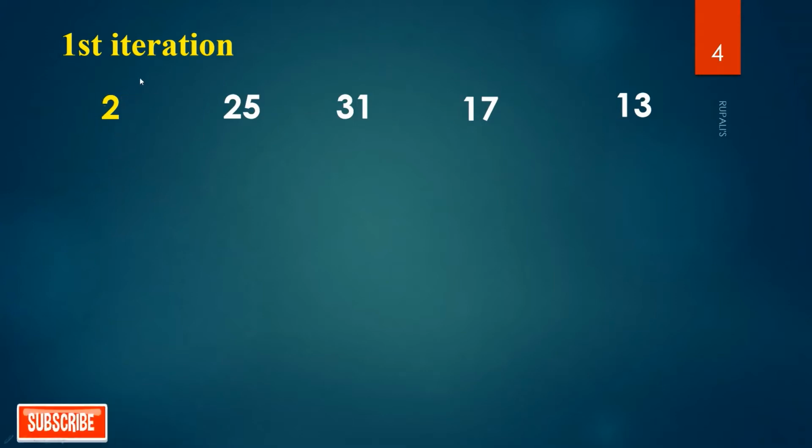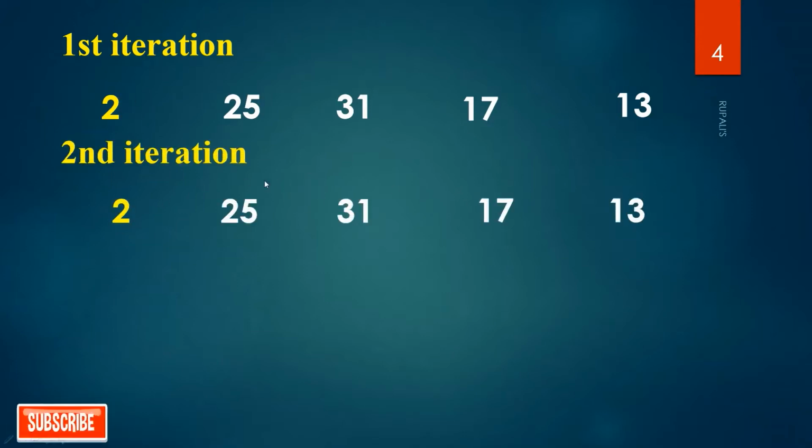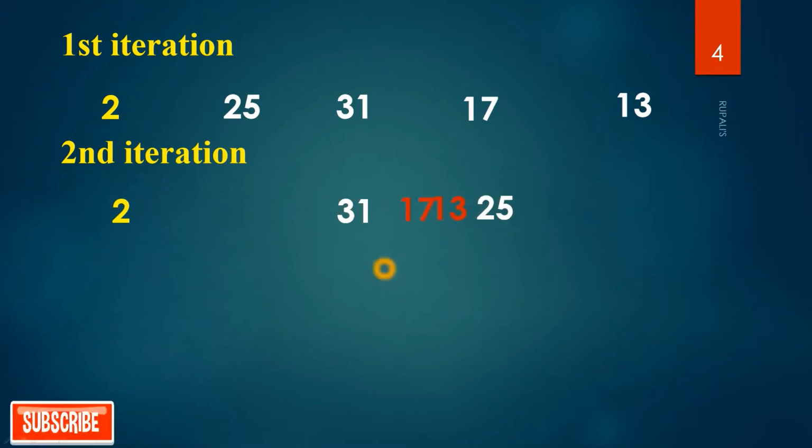So the logic behind that is, first you compare the first element with the second, first with third, first with fourth, and first with fifth. And after the first iteration, we get the smallest element. In the second iteration, you start comparing from the second element. Compare the second element 25 with 31, already sorted. Now 25 with 17, 17 is less, so swap. Now 17 with 13, 13 is less, so swap.